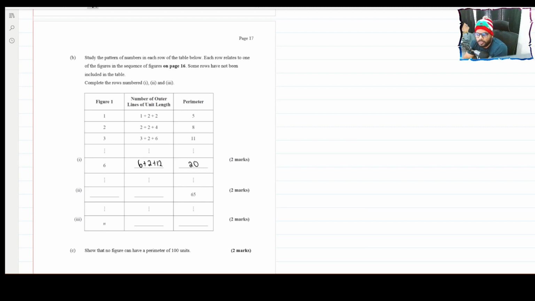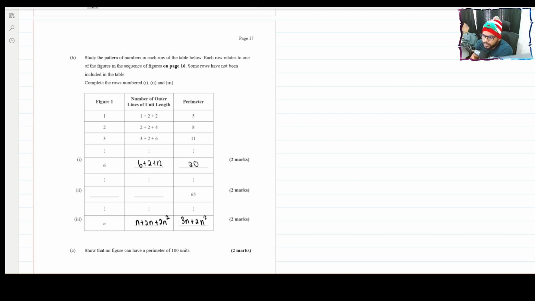So before you actually work out the perimeters, we need to figure out what is figure number n and try to figure out the number of outer lines of unit length and the perimeter in terms of n. Well, if this is n, this could be n plus 2 plus 2n, where these two multiplied by each other is going to be 2n squared. Then my perimeter is going to be 3n plus 2n squared.